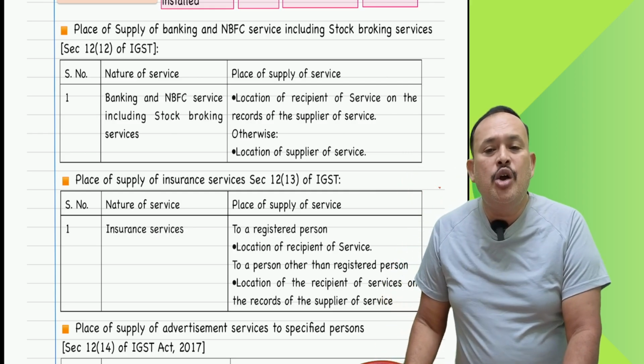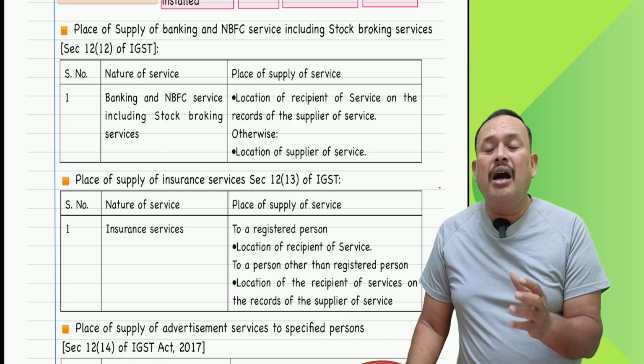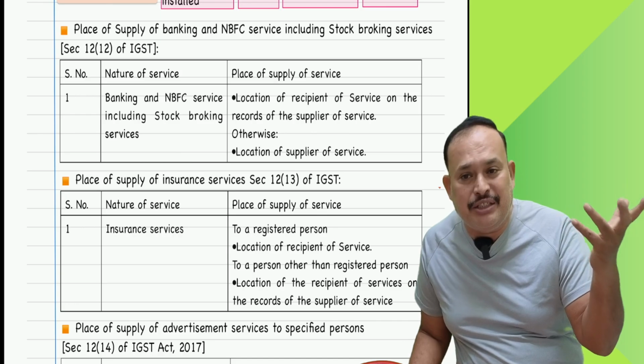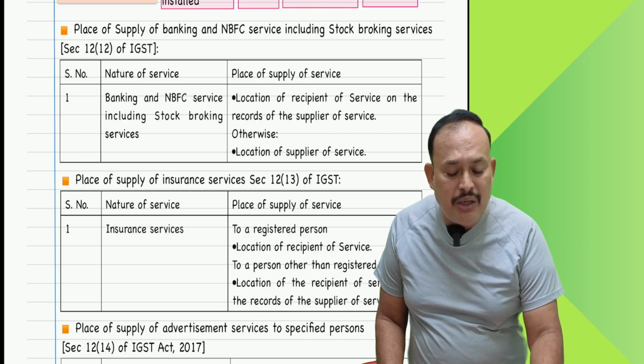In that case, what is the place of supply? Location of the recipient of service on the records of the supplier is the place of supply. If not, location of the supplier is the place of supply. How to understand this in a simplified manner is as follows, my dear friends.